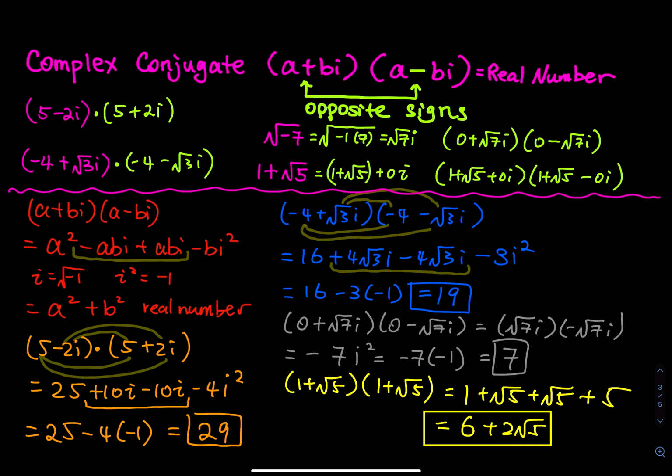Now, let's look at this one more time. For each answer I wrote, there is no imaginary number i. Do you know why? Because I take a complex number and multiply by its conjugate. Every time you do that, the two terms in the middle will be cancelled. As a result, the product is a real number. There is no imaginary number i in the answer whatsoever.